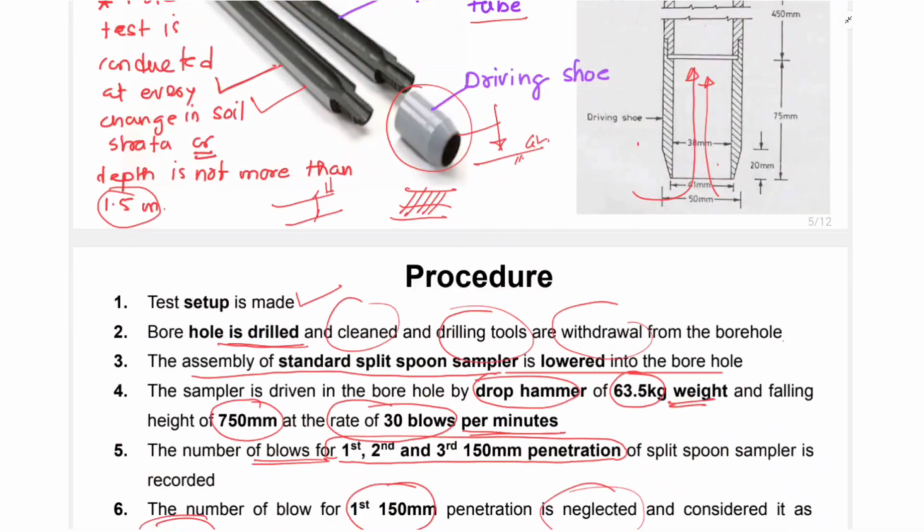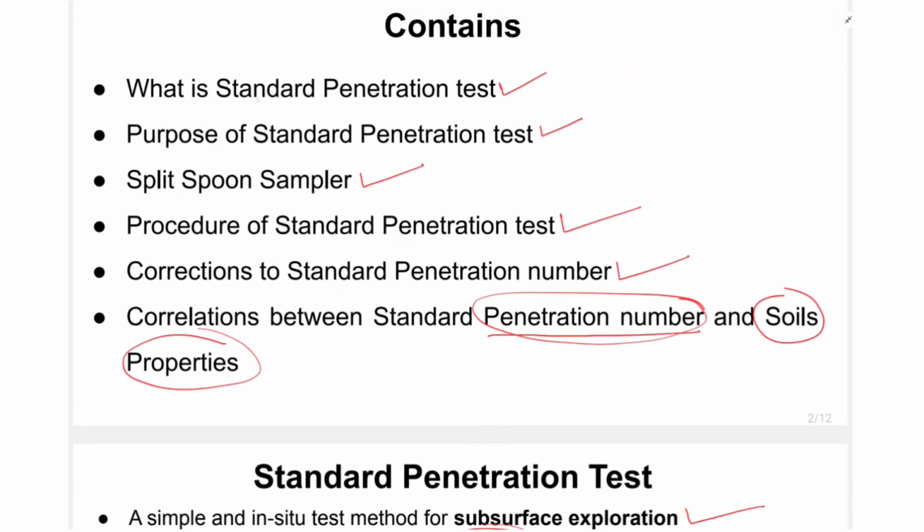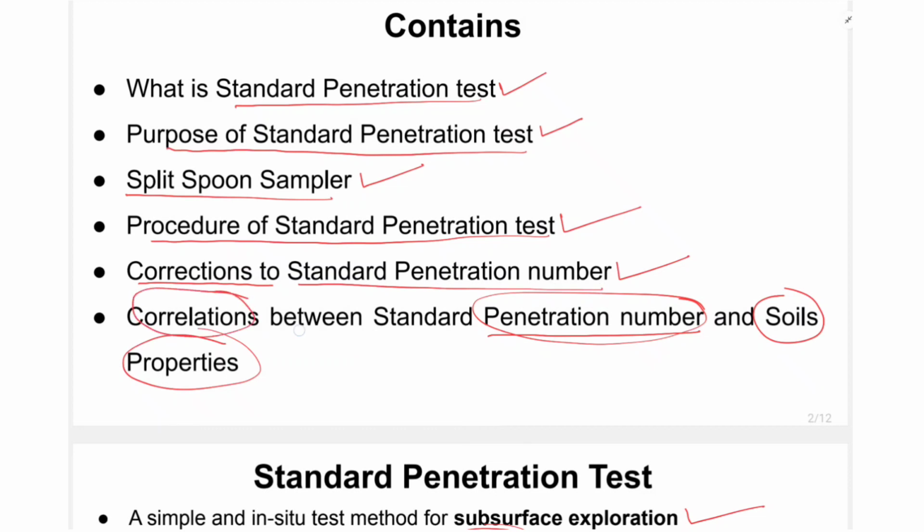So today we have seen what is meant by the standard penetration test. Second, what is the purpose of the standard penetration test. Then what the split spoon sampler is, then the procedure for the standard penetration test, then the corrections for the standard penetration number, and lastly we have also seen the correlation between the standard penetration number and the soil properties.